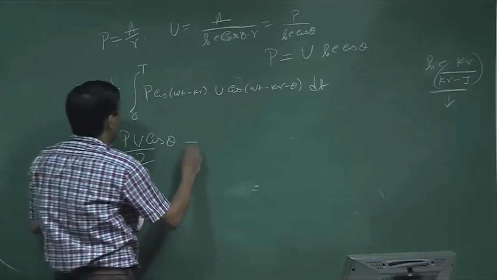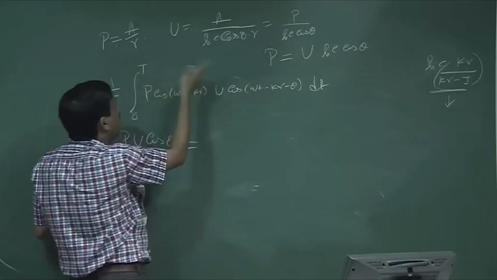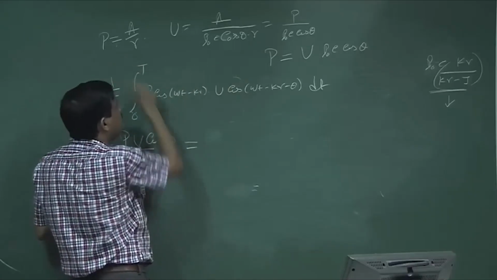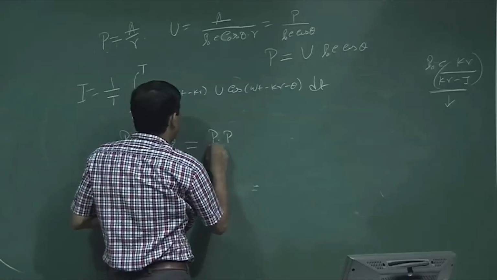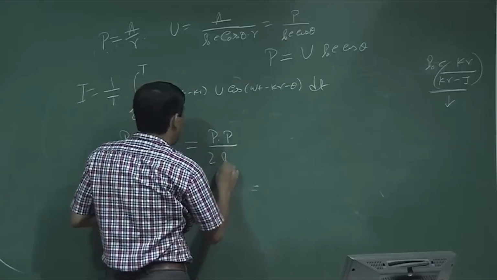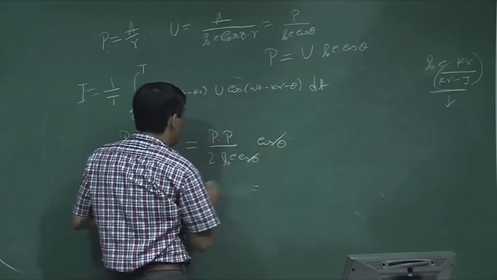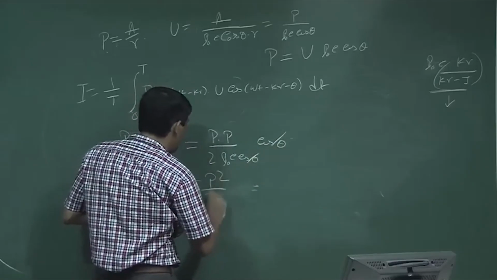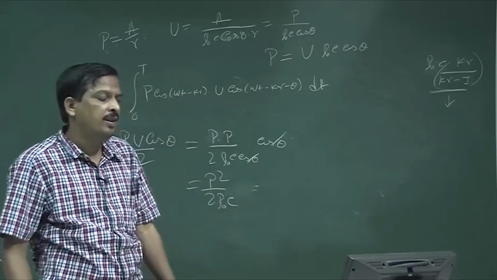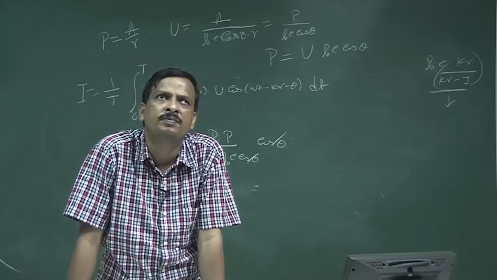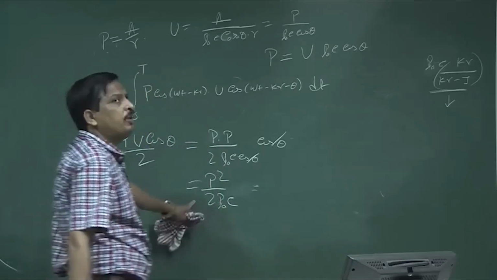So, if I get that, what is P? In terms of P or U, I can replace the U in terms of P. So, U is P by (rho 0 c cos theta), so P into P by 2 rho 0 c cos theta into cos theta; the cos theta cancels. So, it is P square by 2 rho 0 c. So, it is the same as the linear wave intensity equation.